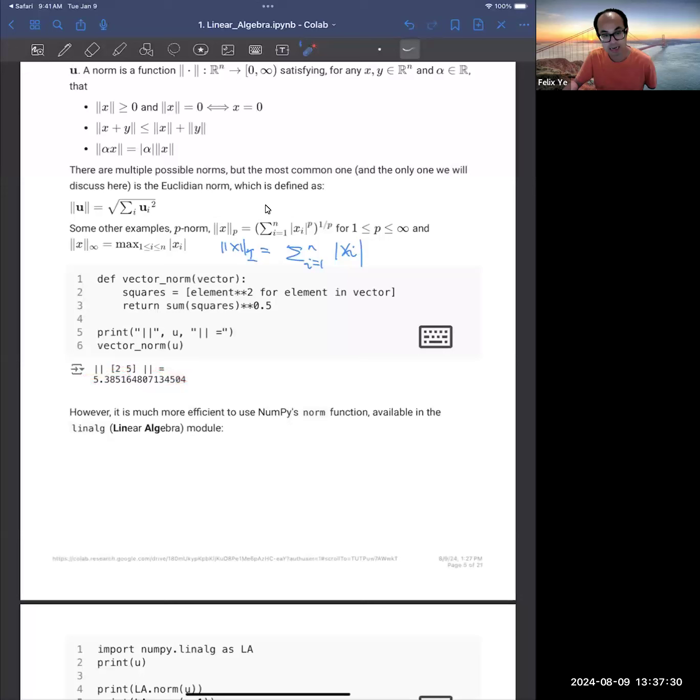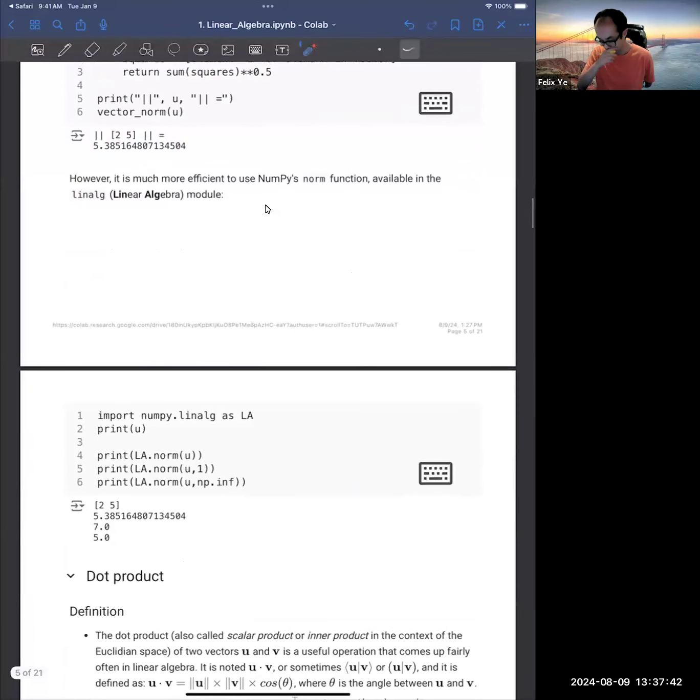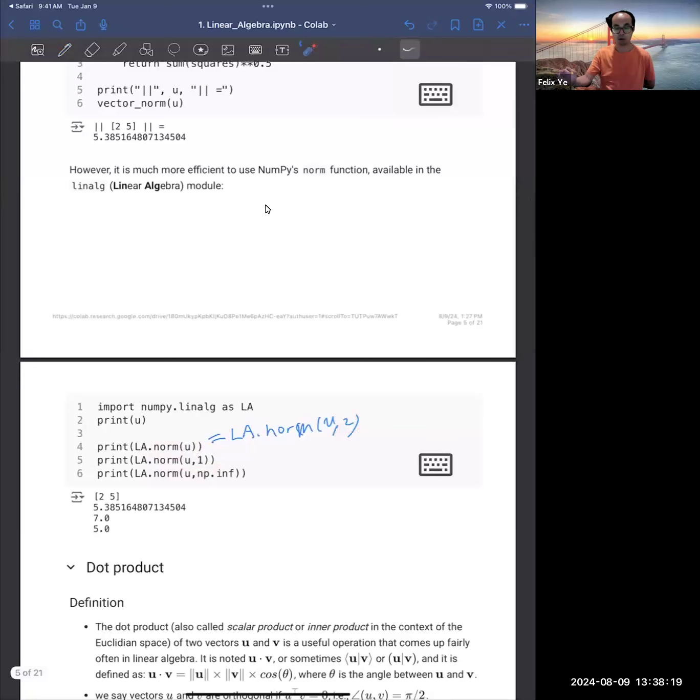So what you can do is use the linear algebra module. This is called linalg, which is the shorthand for linear algebra. You can import it as LA. You can say LA.norm of U, which automatically calculates the two norm of the vector U. You can also calculate the one norm, and by default, this norm is the two norm. So this is equivalent to LA.norm of U, 2. But if you want the one norm, you need to specify it as 1. You can do the infinity norm as well if needed.